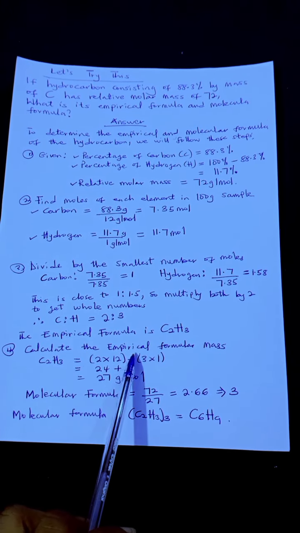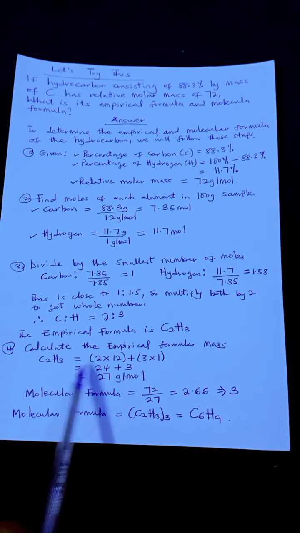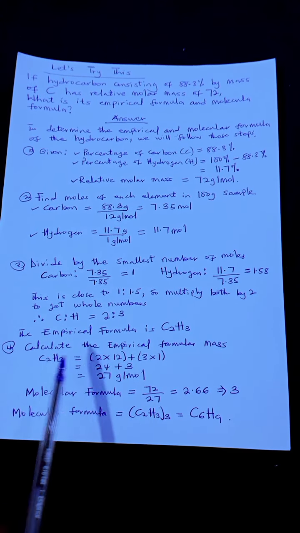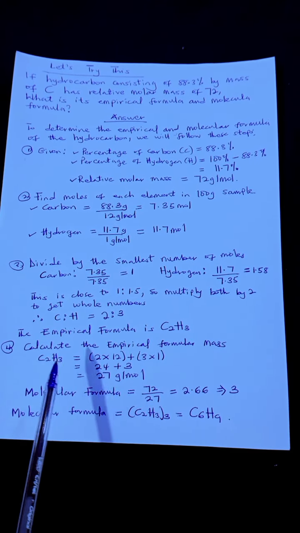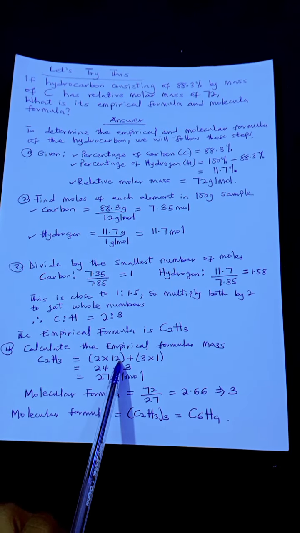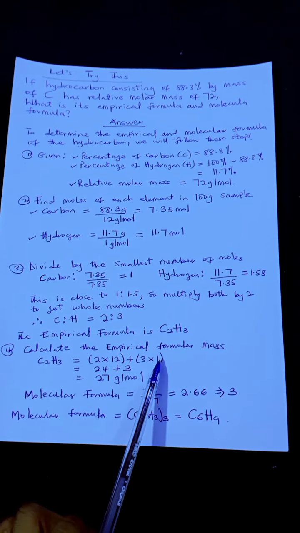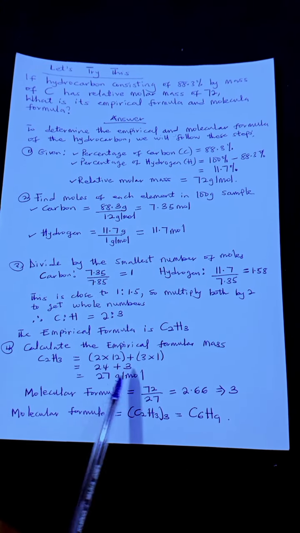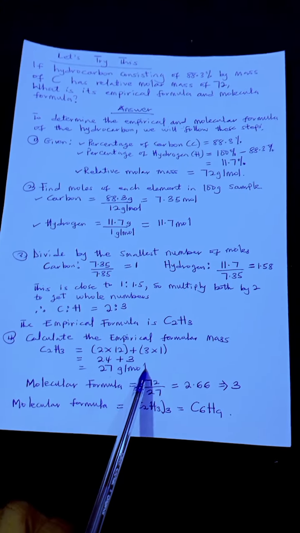Now let's come to the molecular formula. For the molecular formula, we need to find the molar mass of the empirical formula. Then we compare it with the one in the question. So to get the molar mass of the empirical formula, we have C2H3. So 2 times the molar mass of carbon and then 3 times the molar mass of hydrogen, we get 24 plus 3, which is 27 gram per mole.